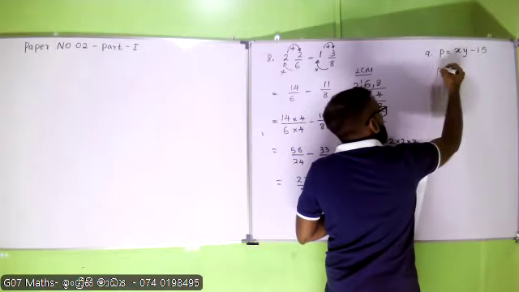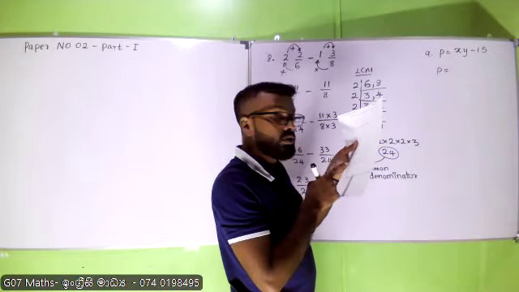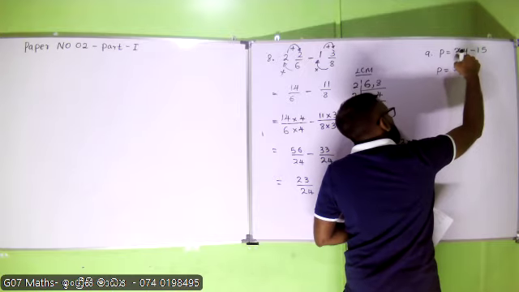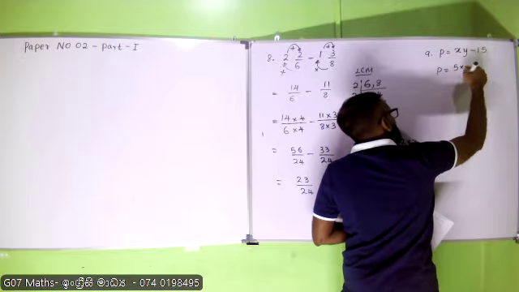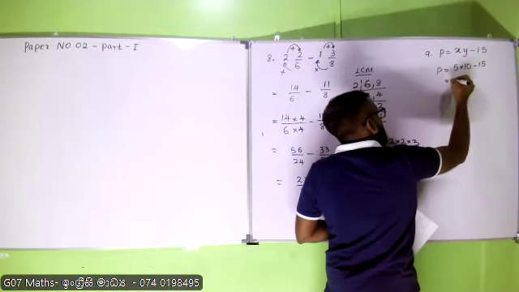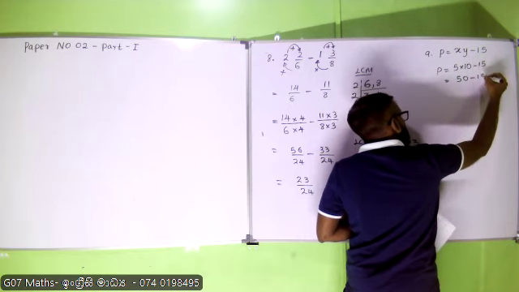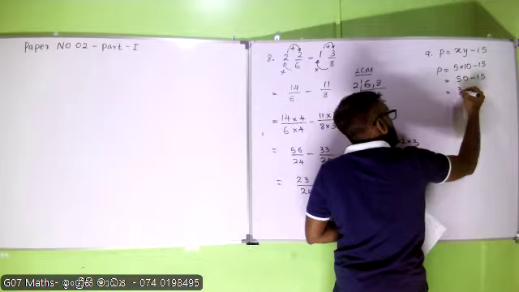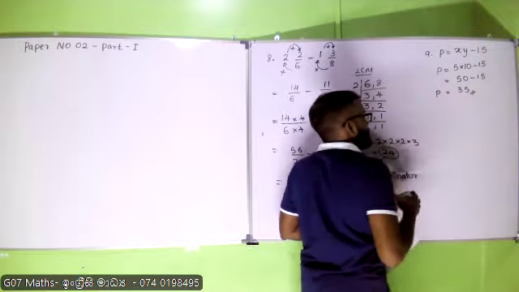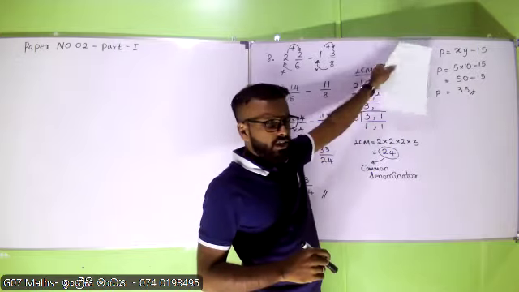So P equals, instead of x, I am going to substitute 5, right? Instead of x, 5 multiplied by, because x multiplied by y means 10, minus 50. 5 times 10, 50. 50 minus 15, you will get 35 as the answer. So the value of P equals 35. That was easy, right? Definitely you will be having this kind of question in your exam.